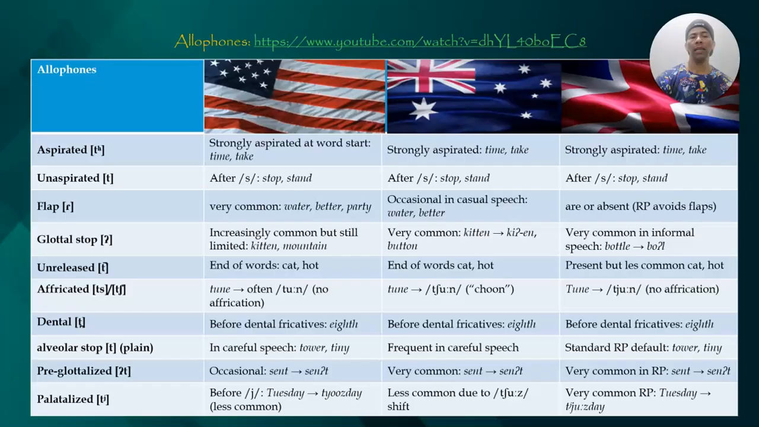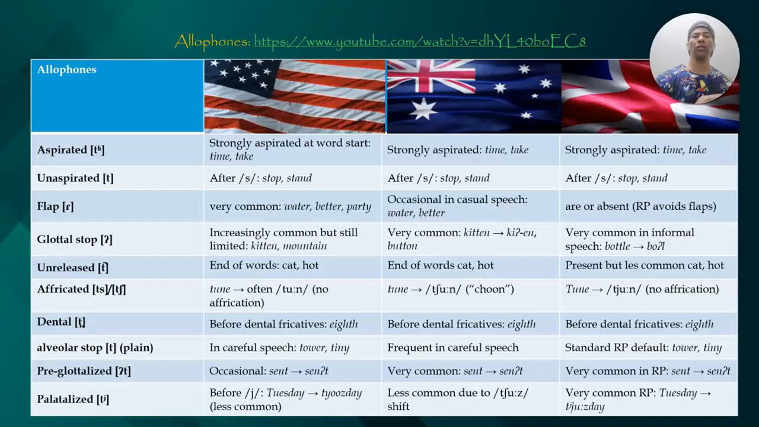Flap is the feature of the sound of the T, for example, which is being changed slightly from water to water, water in Australian English, and better in American, better in British, better in Australian, or party in American English, party in British, party in Australian English.